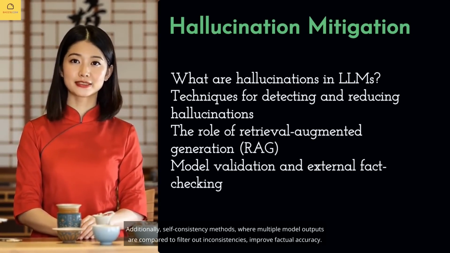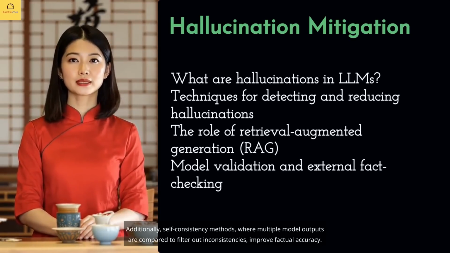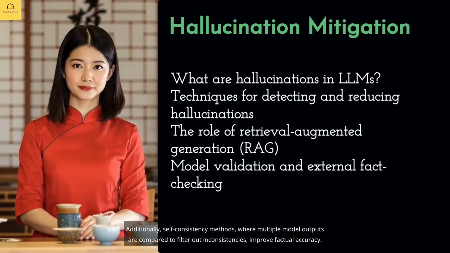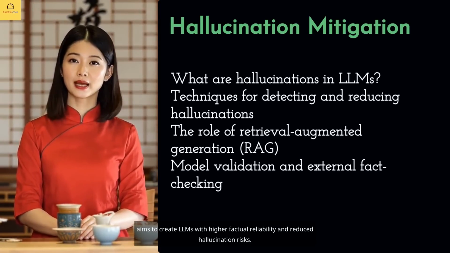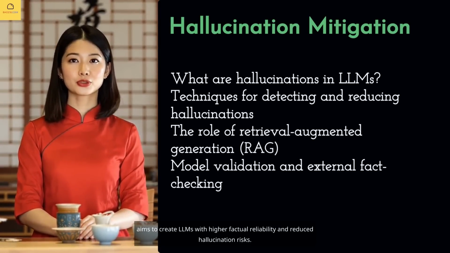Additionally, self-consistency methods, where multiple model outputs are compared to filter out inconsistencies, improve factual accuracy. Future research in neurosymbolic AI and verifiable reasoning models aims to create LLMs with higher factual reliability and reduced hallucination risks.